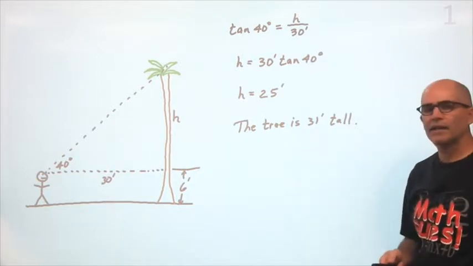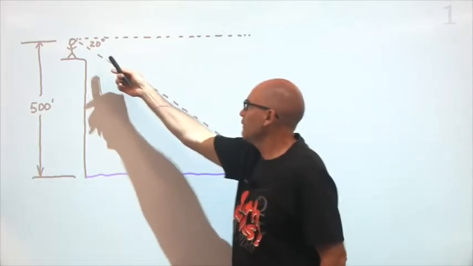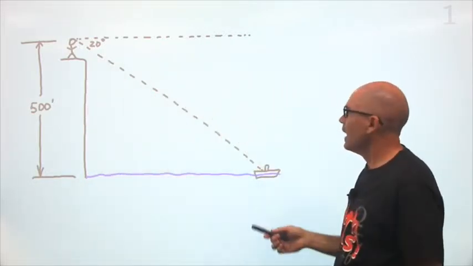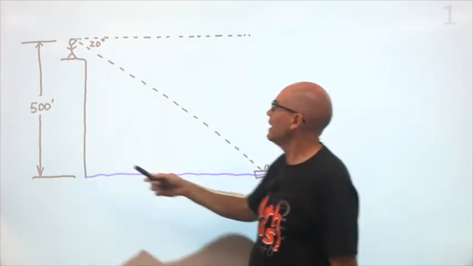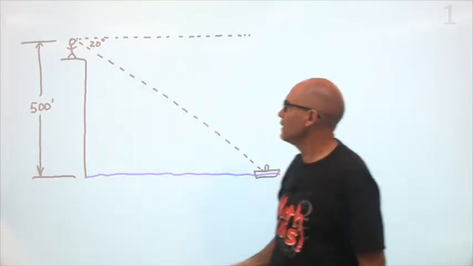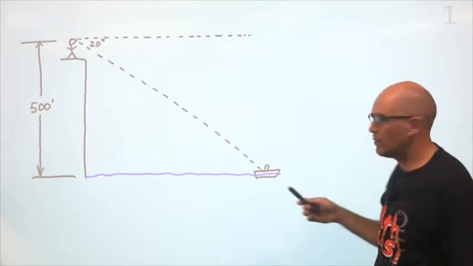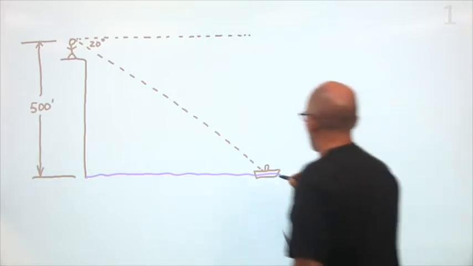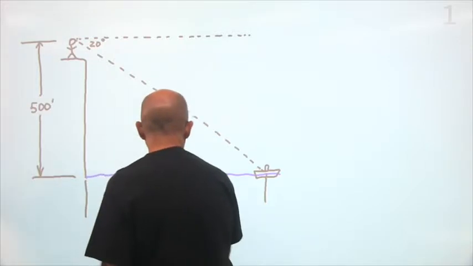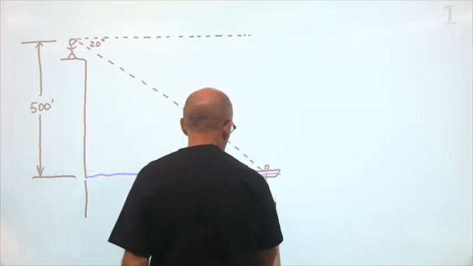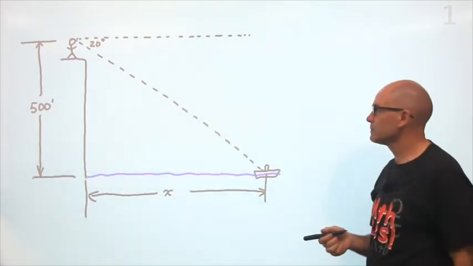Okay, let's try another one. Okay, so now, let's say we have a person up on a cliff looking down at a boat. Now, let's say he knows that the cliff is 500 feet high and that his angle of depression is 20 degrees. And what he wants to know is how far out is the boat. So basically, this is what we're looking for right here, the distance that the boat is out away from the cliff.